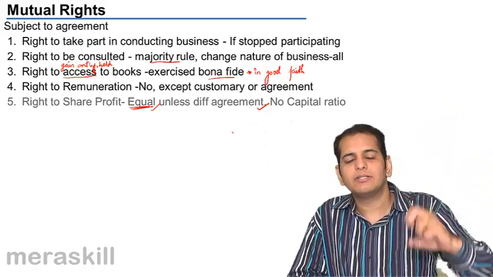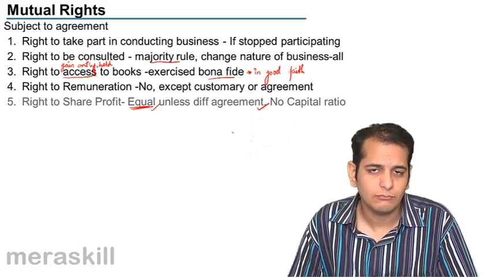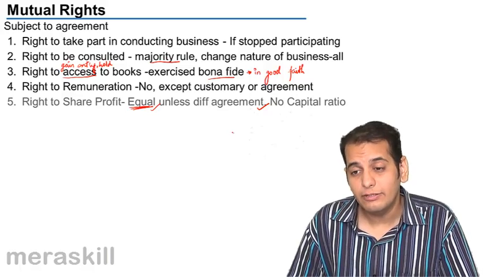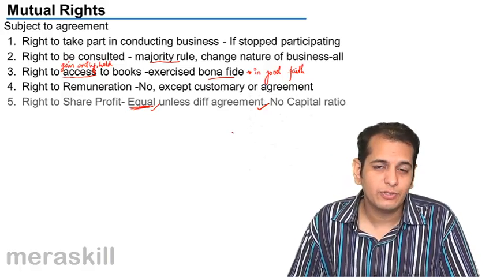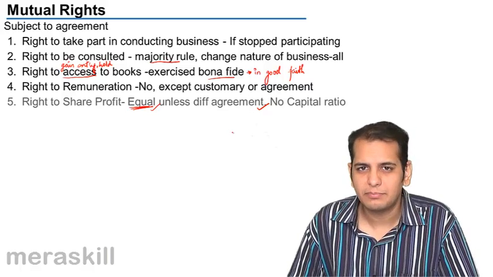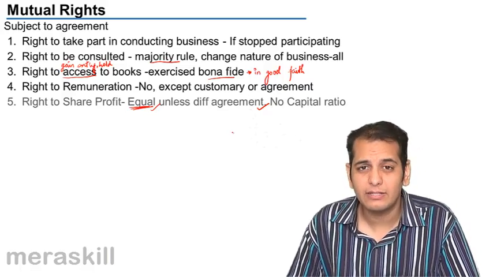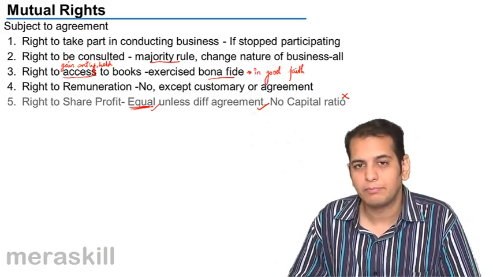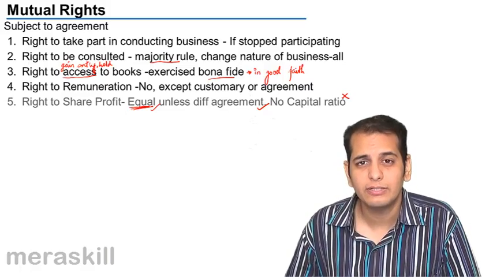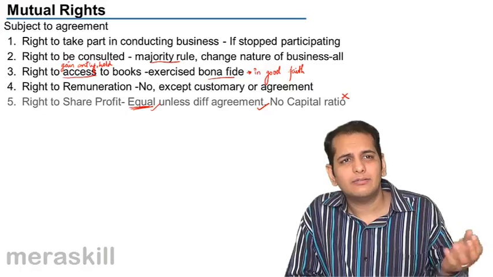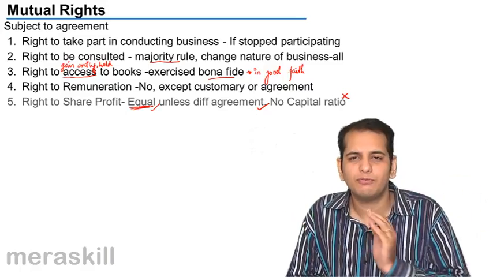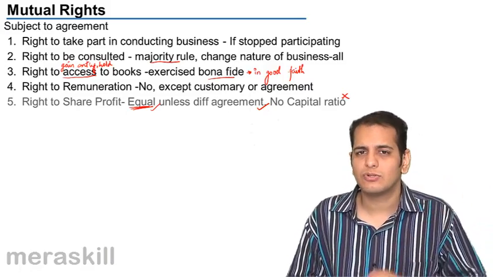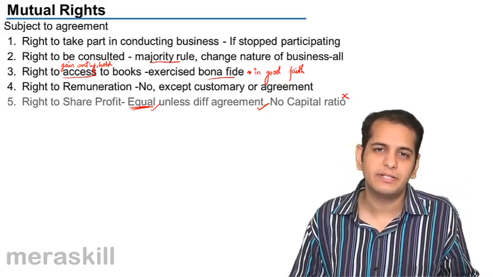In many cases the partners have two types of capital. One is fixed capital, the other is current capital. Now, if the partners decide that the ratio has to be as per the fixed capital, then it is okay. But if the partnership deed is silent, you cannot go by capital ratio. You have to distribute it equally. So many people think that if the partnership deed is silent, we'll distribute the profits as per the capital ratio. No, you have to distribute it equally amongst all the partners if the partnership deed is silent.